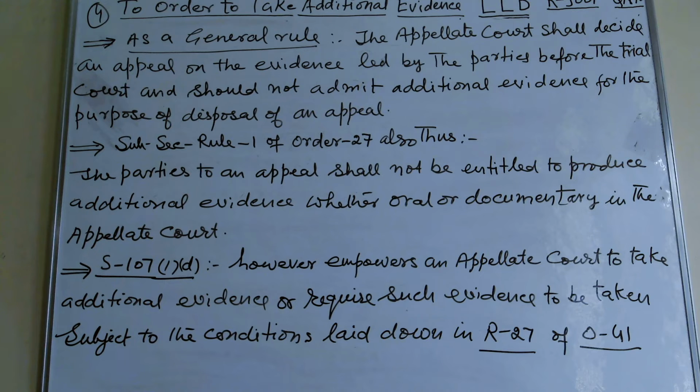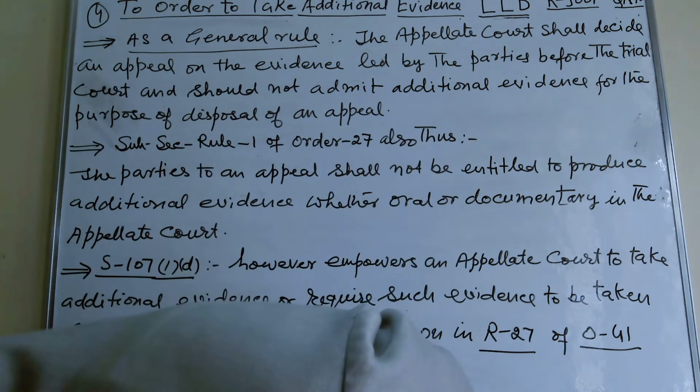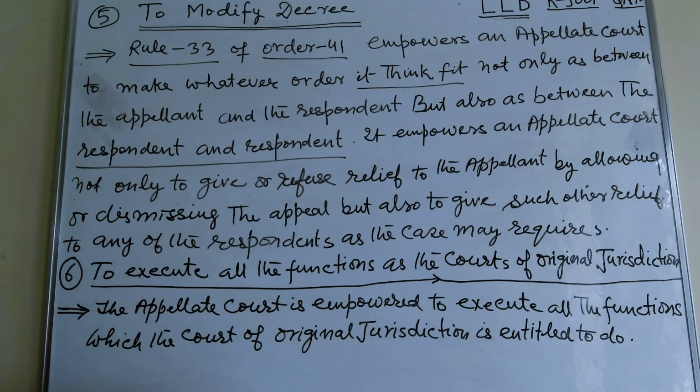So, my dear friend, this is the fourth power of the appellate court, which the appellate court can use in the decision of the appeal. Now I am taking the fifth power. My dear friends, the fifth power of the appellate court is to modify the decree.